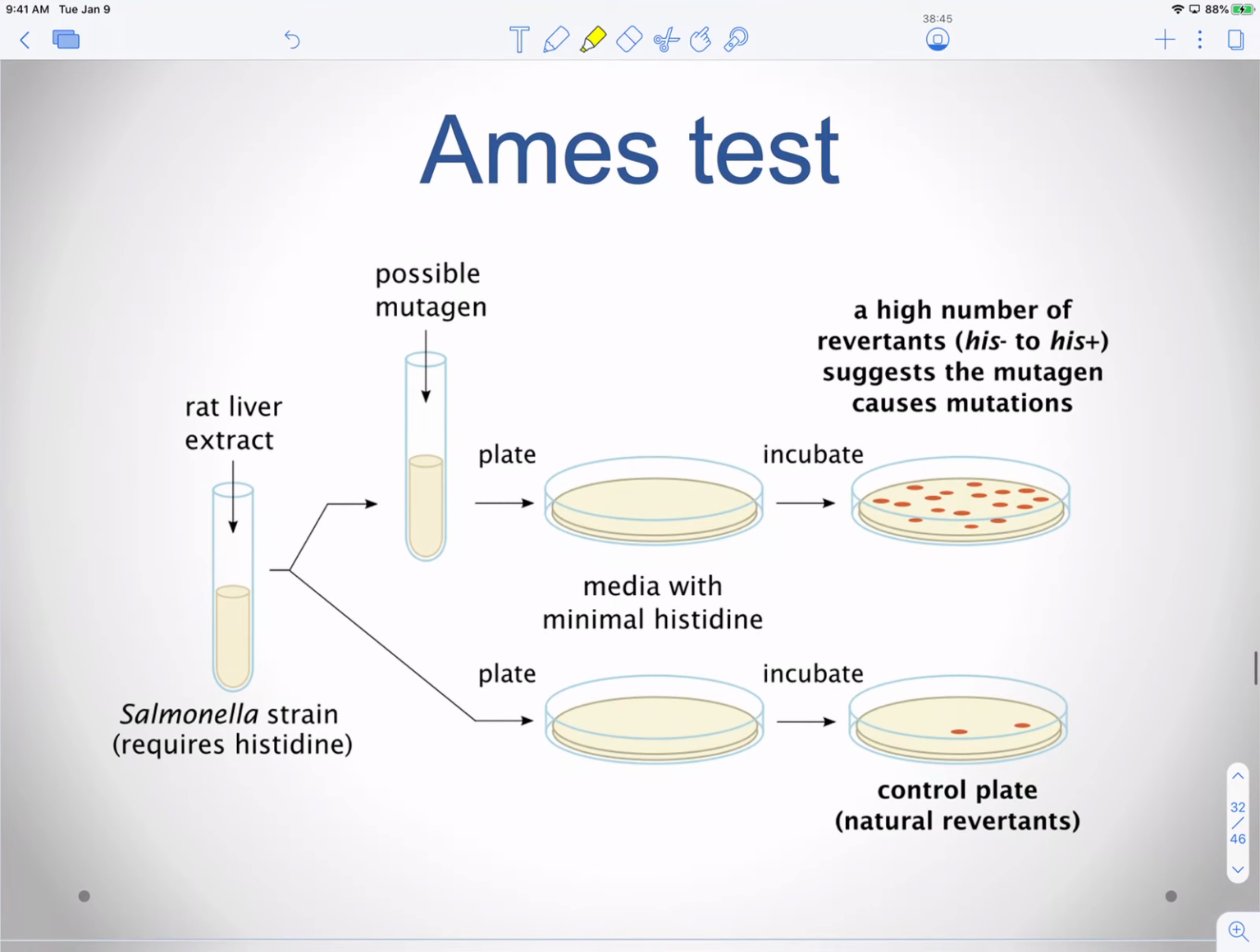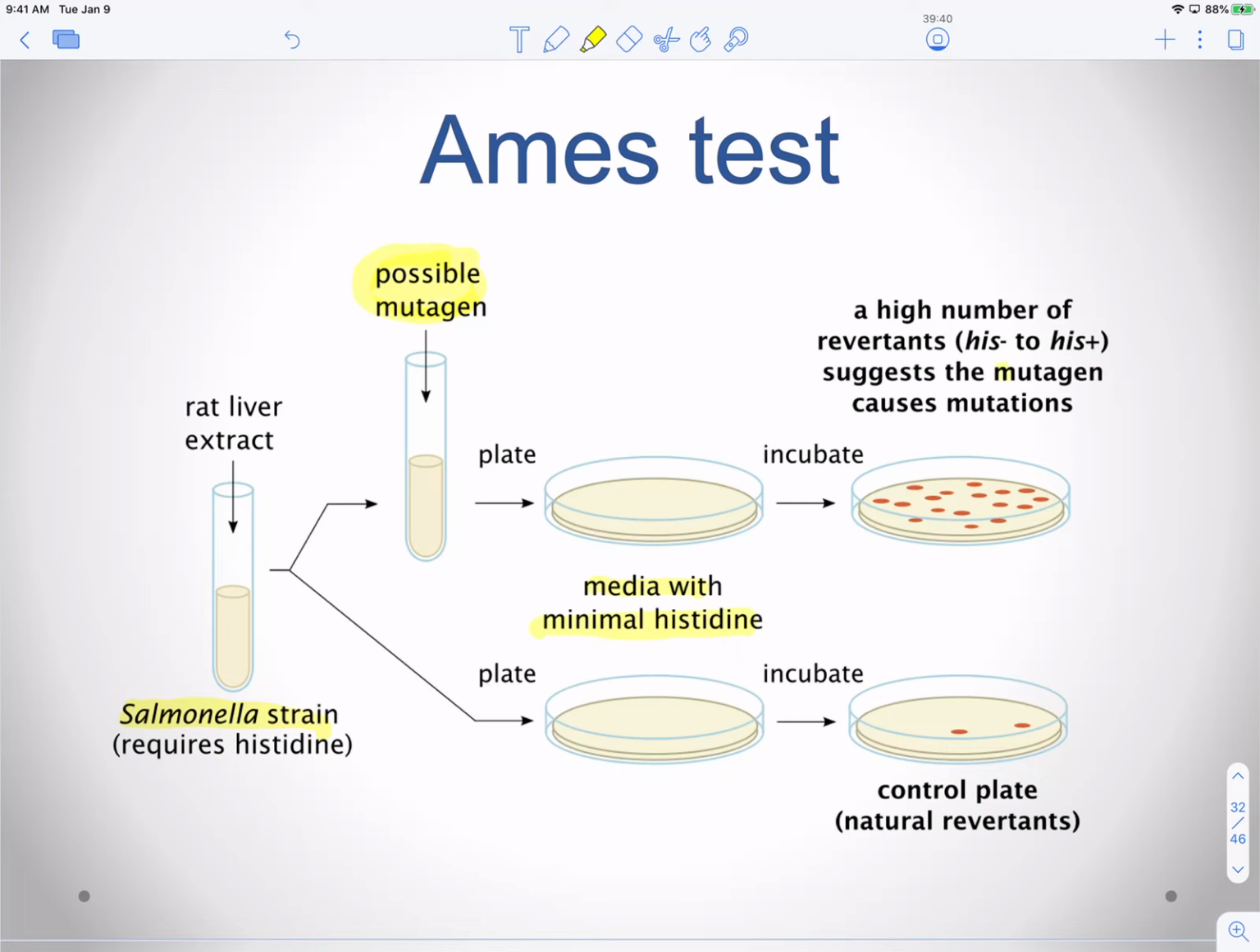Just as an example of what the Ames test is, you're taking a bacteria strain. In this case, you're just using Salmonella. And Salmonella is going to require histidine, so that's an essential amino acid, so you have to add that essential amino acid. What you basically do is you take a liver extract, and they use rats, and you add Salmonella to that liver extract. And then you test a possible mutagen, so you add a mutagen as well to that liver extract. And then you put on there a media with minimal histidine, and then you get a high number of revertants from histidine negative to histidine positive in the bacteria that had a mutagen present.